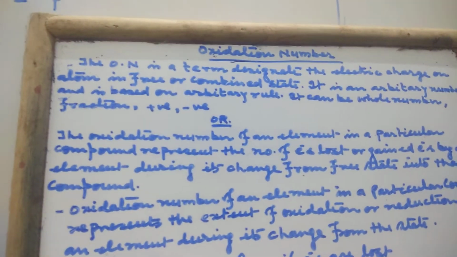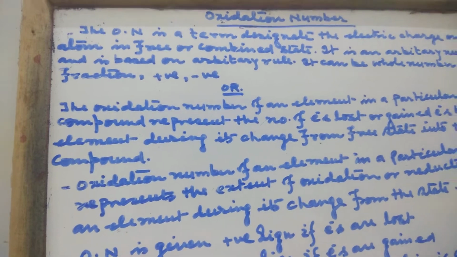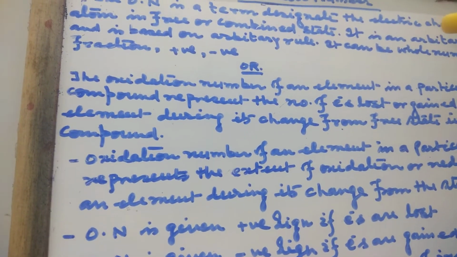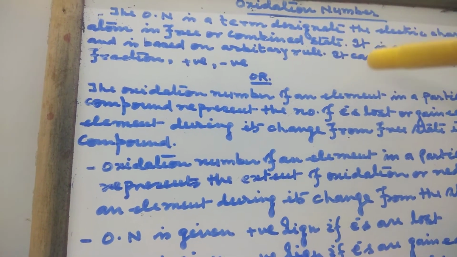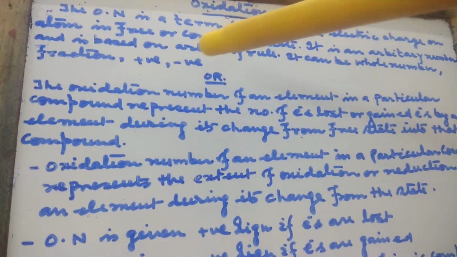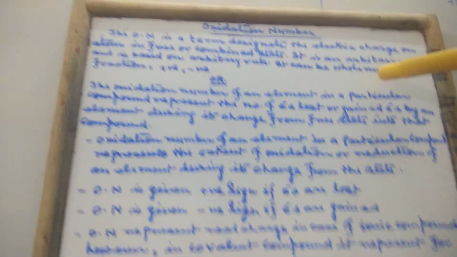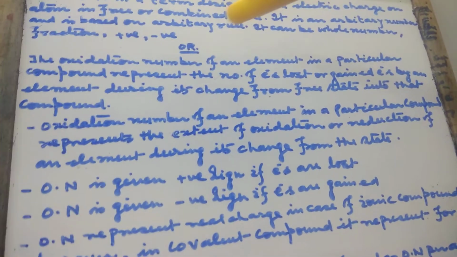Today we will discuss oxidation number. The oxidation number is a term designating the electric charge on an atom in free or combined state. It is an arbitrary number and is based on arbitrary rules. It can be a whole number, fraction, positive or negative.